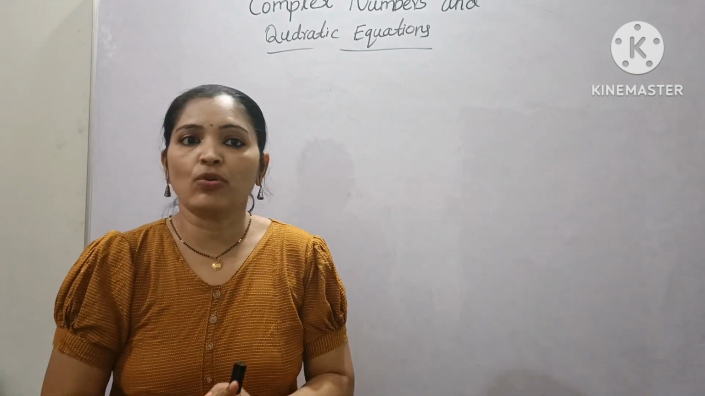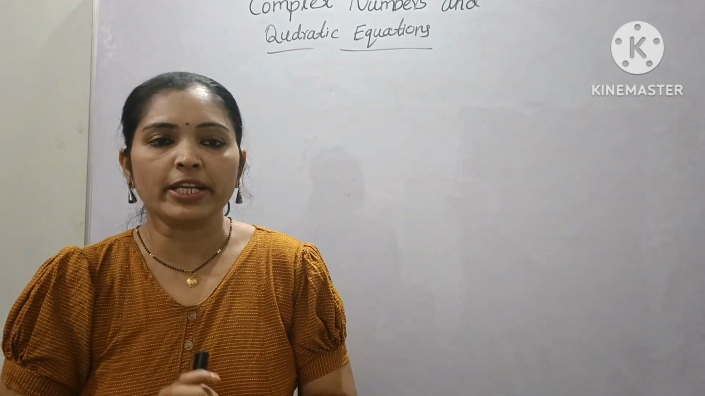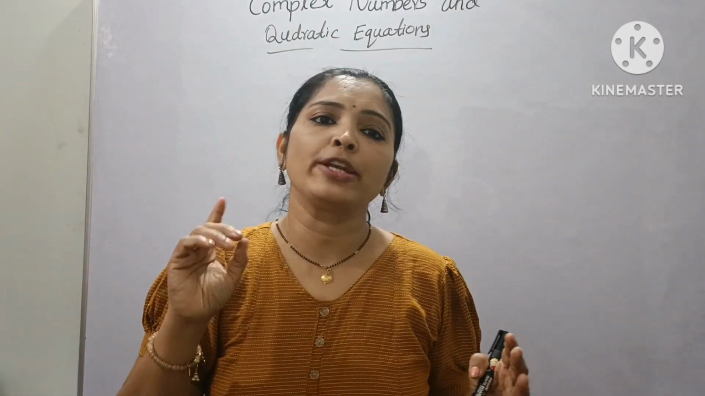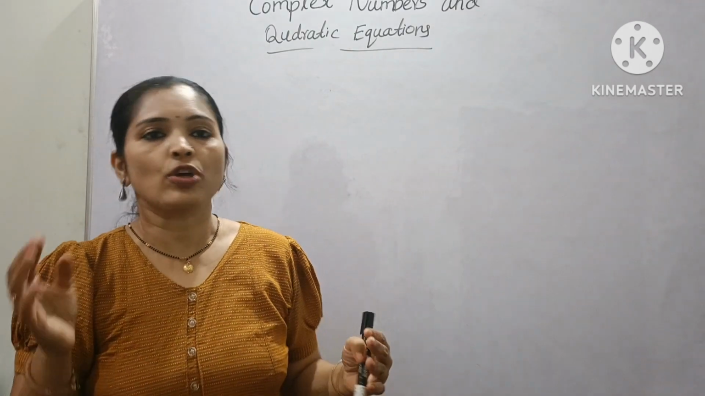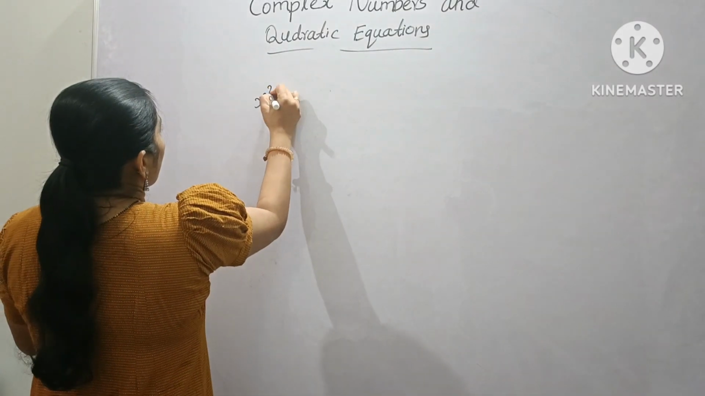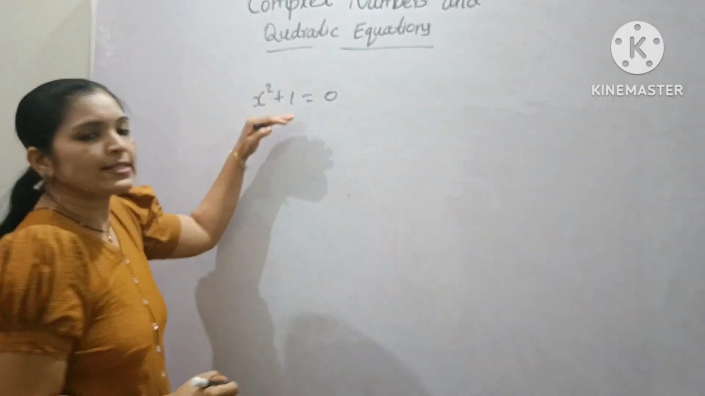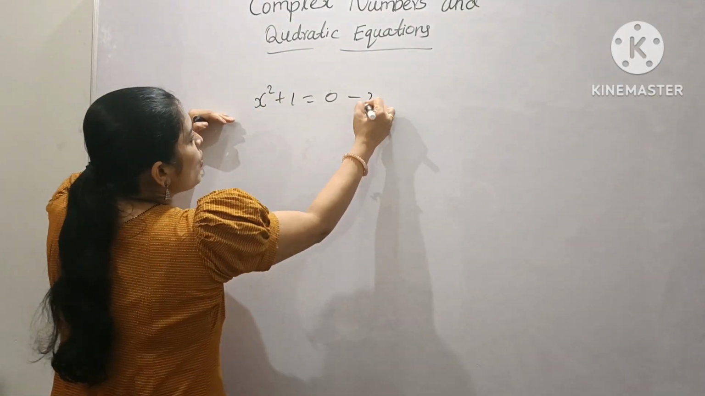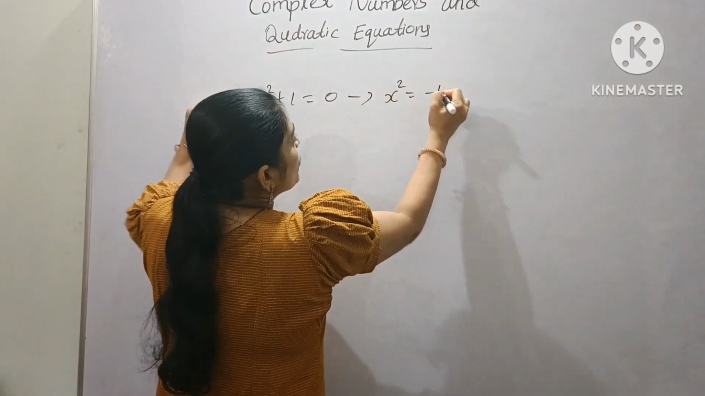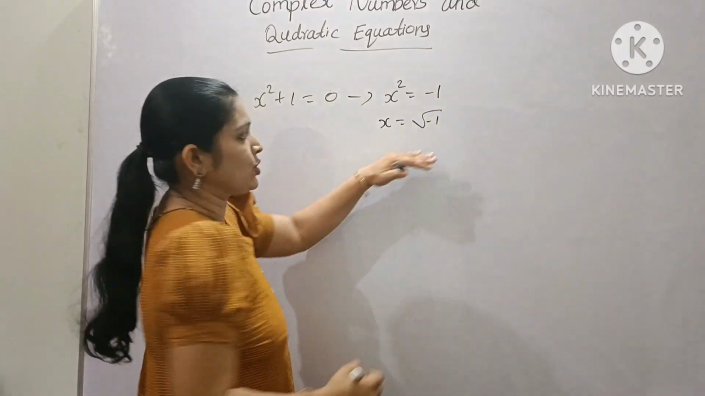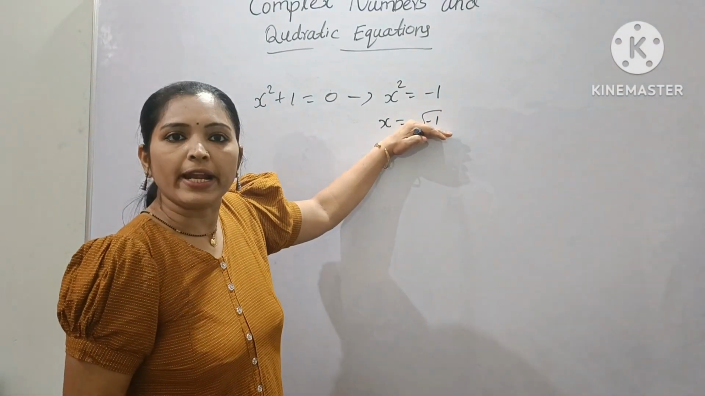Welcome to my channel. Today's video is of chapter 4, complex numbers and quadratic equations. We have studied linear equations in one variable and two variables and quadratic equations of one variable. Here we have seen that x square plus 1 is equal to 0 has no real solution, because x square plus 1 is equal to 0 gives x square is equal to minus 1, that is, x is equal to square root of minus 1. So, it's not a real number.